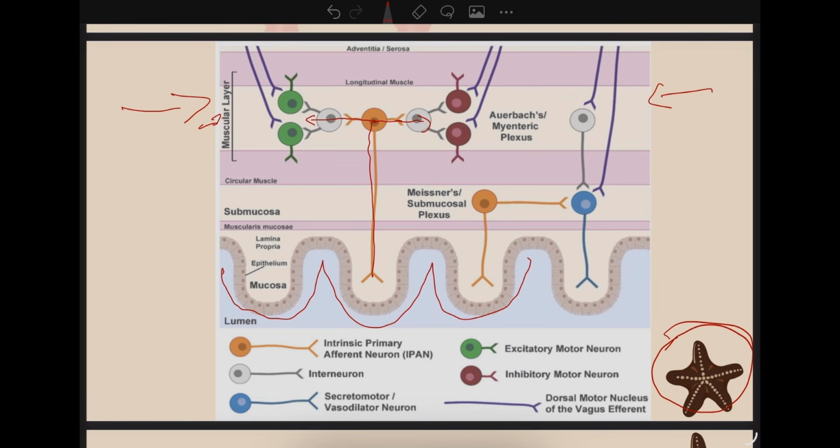Why? The signal that's moving up is going to these excitatory motor neurons. The signal that's going down is going to these inhibitory motor neurons. What's happening? Excitatory neurons that are found up are gonna cause contraction of the muscle. So contraction, where? Upstream of the food that's stretching the wall. Now the inhibitory neurons that are found downstream will relax the muscle.